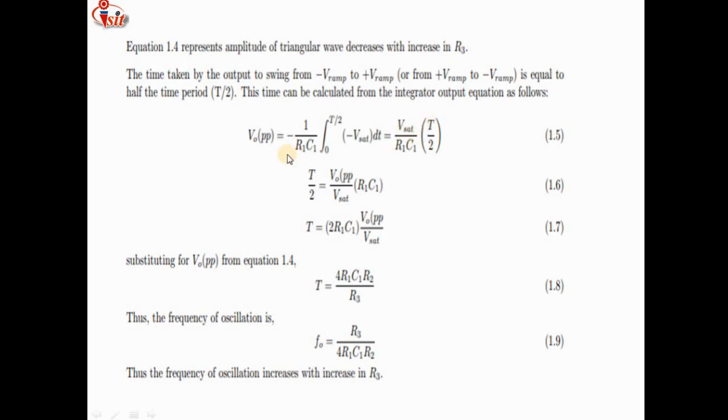For the equal sign, on the opposite side, it goes into the division. R1 C1 is also present in the denominator, then on this side it will be in the numerator. Therefore T is equal to 2 R1 C1 V peak to peak divided by V saturation. Substituting V0 peak to peak from equation number 1.4, we get T is equal to 4 R1 C1 R2 divided by R3.